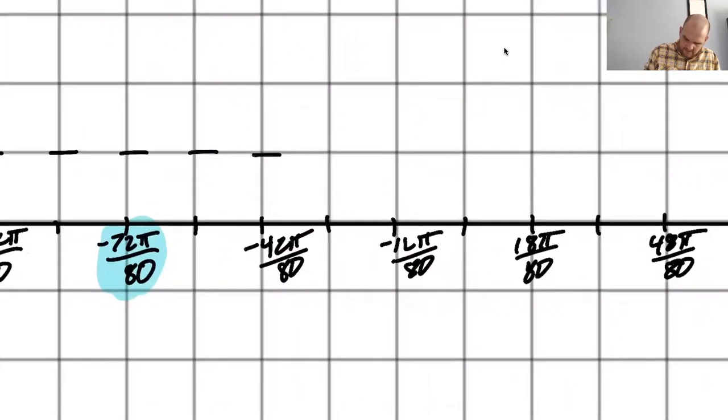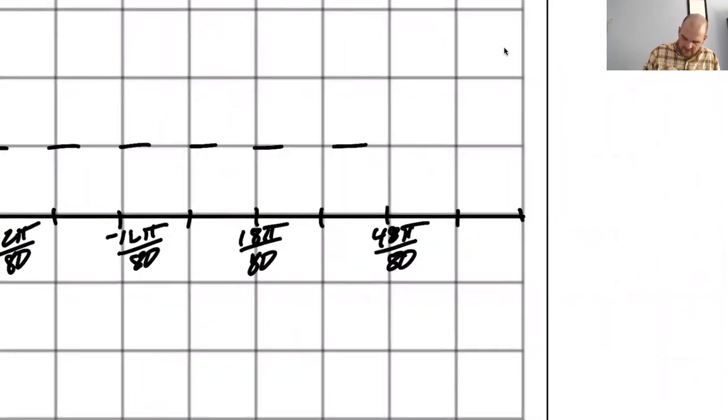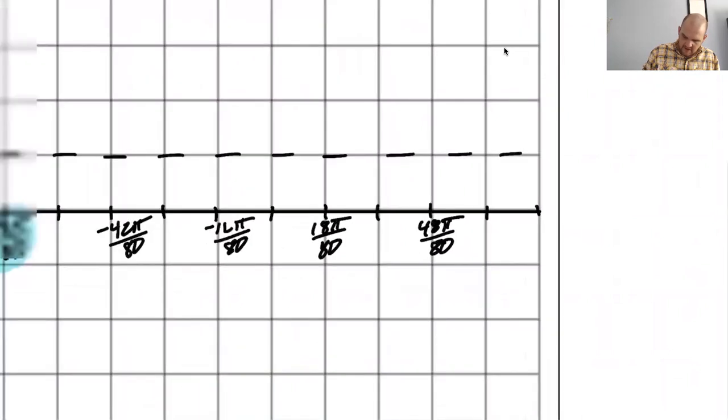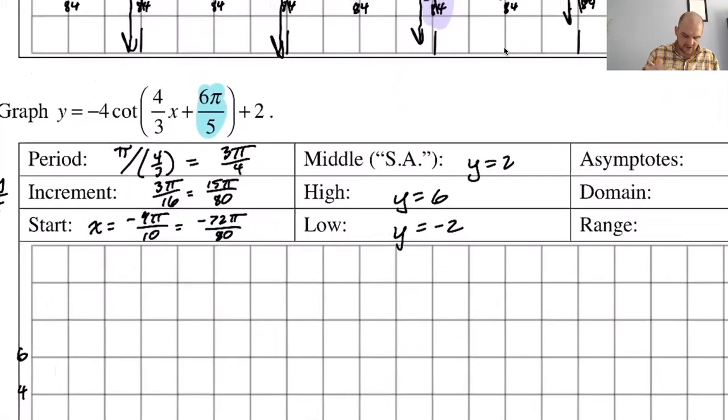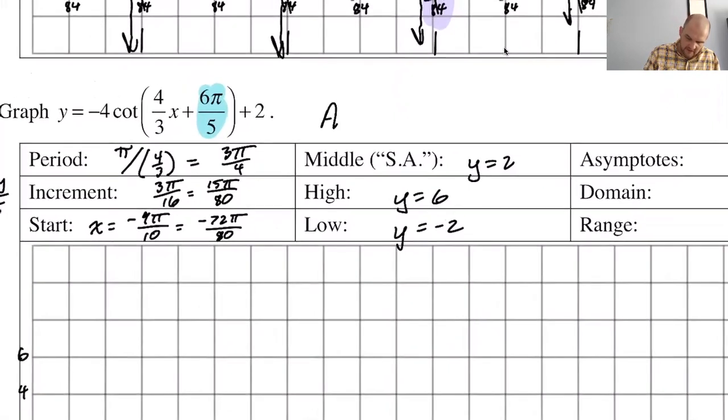Let's see here. Dotting in our fake sinusoidal axis. And then it's cotangent, so it's going to start on an asymptote, which is really annoying. It's also negative cotangent, so it's going to go asymptote, and then it's going to go low, middle, high, asymptote.